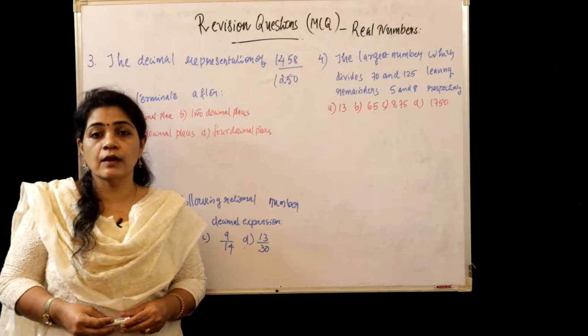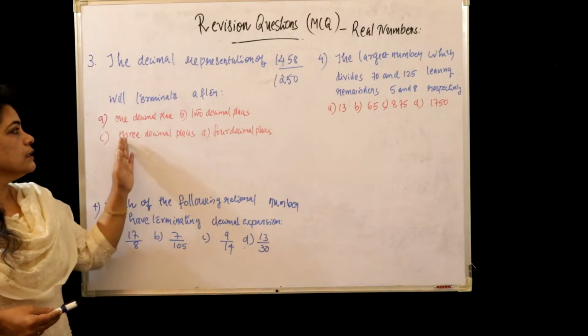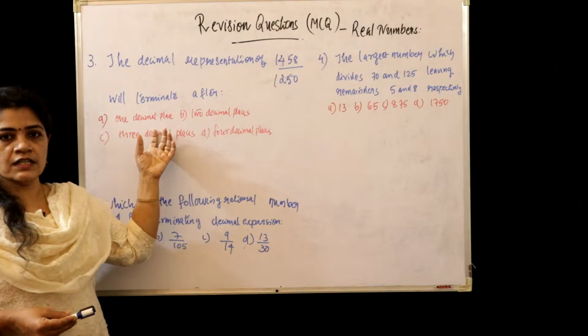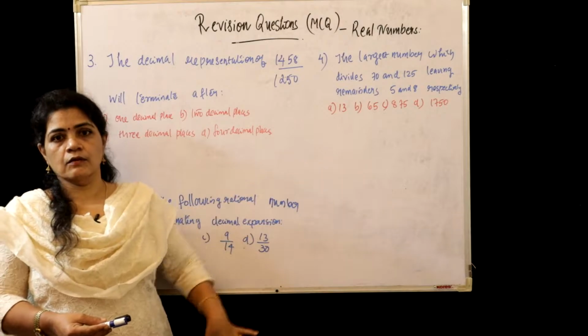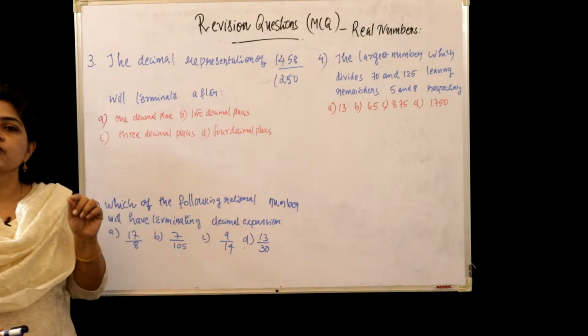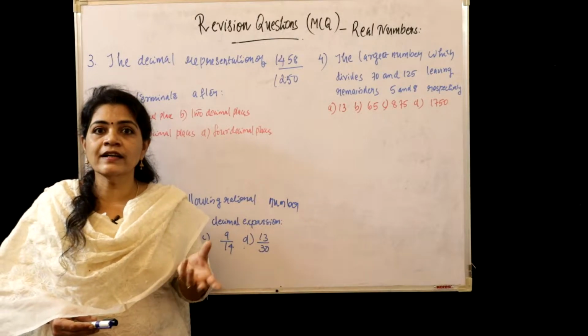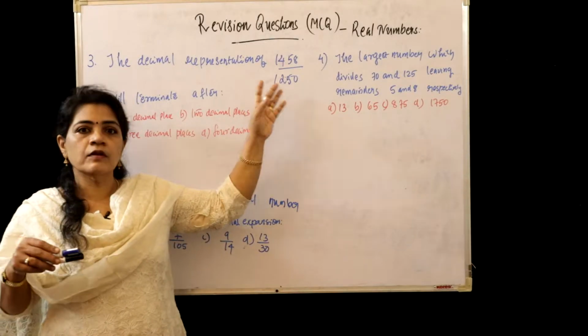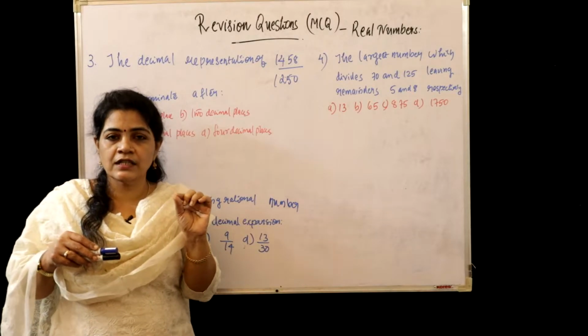1450 divided by 1250 will terminate after which of the correct options? First decimal place, second decimal place, third decimal place, and fourth decimal place. In order to find out after how many decimal places a given rational number will terminate, that means this rational number will terminate anyhow, we need its prime factorization.